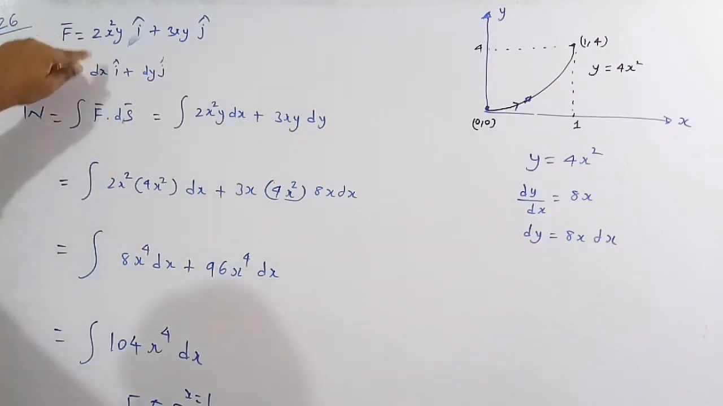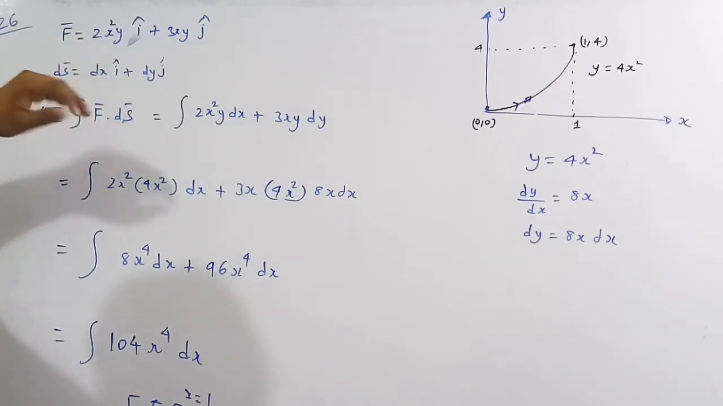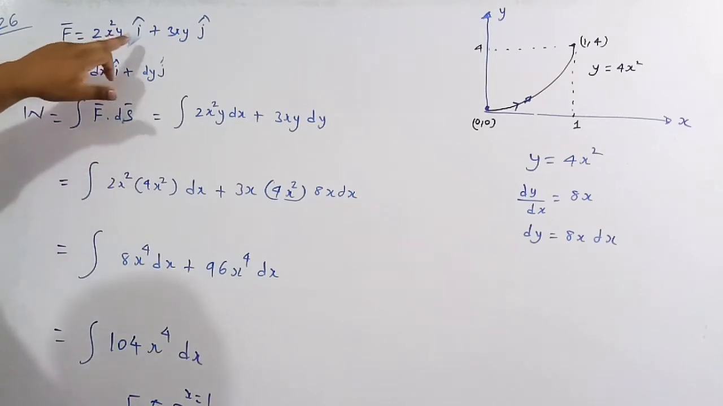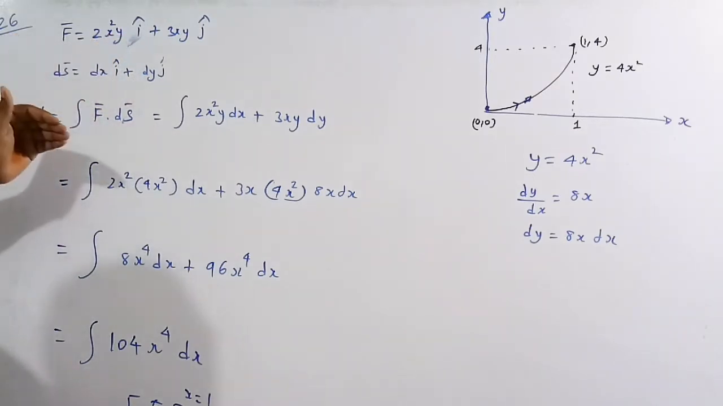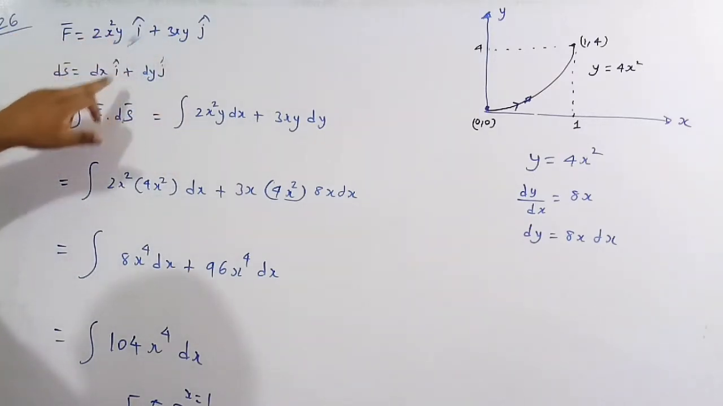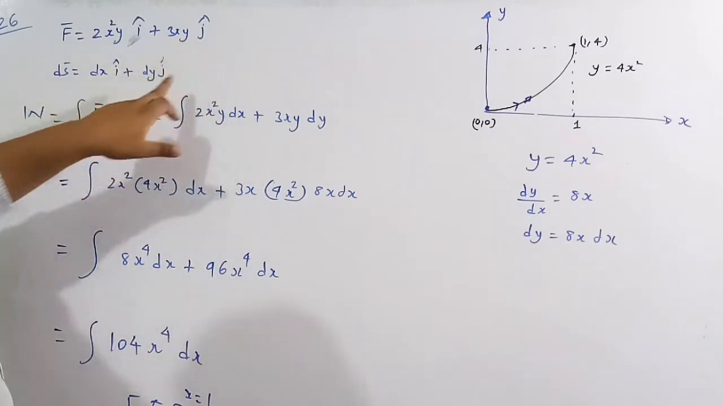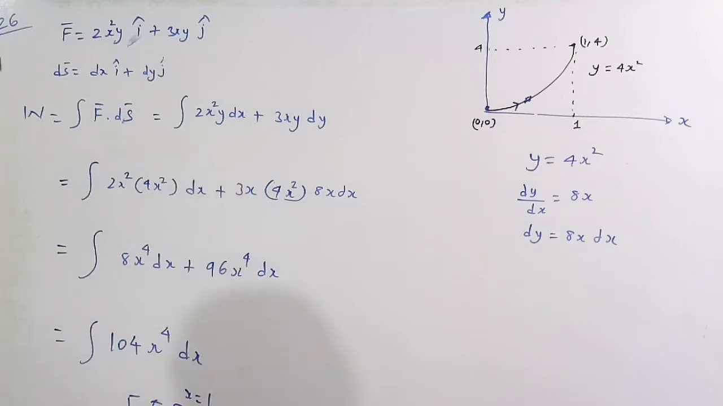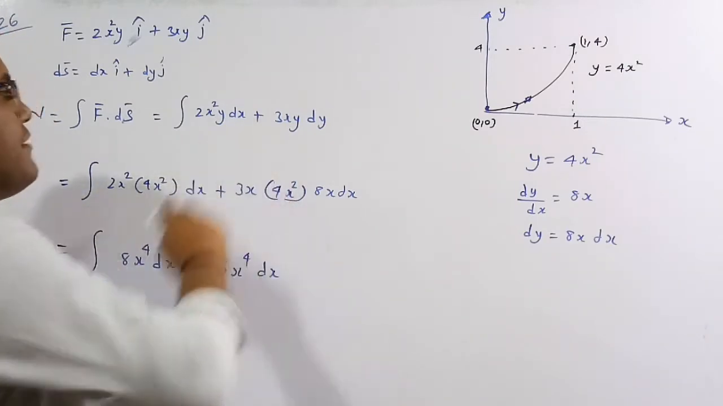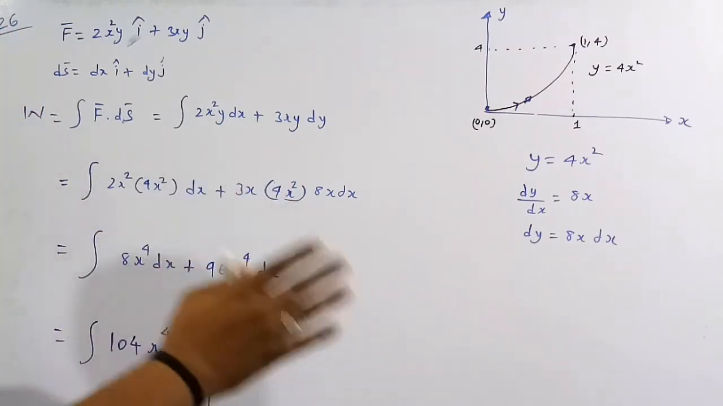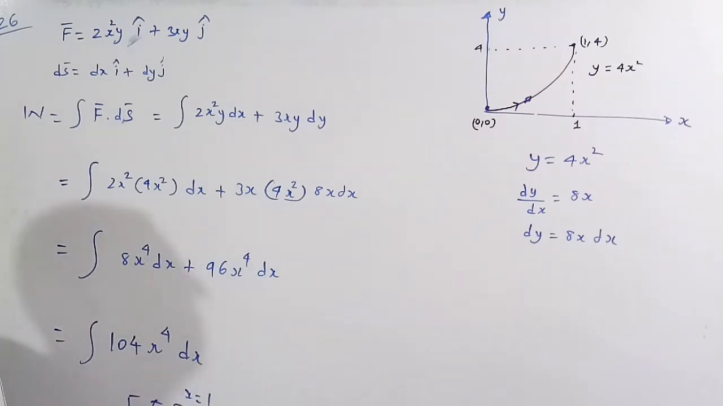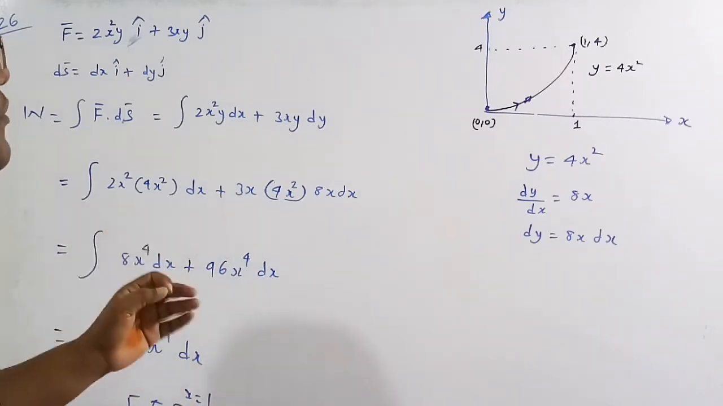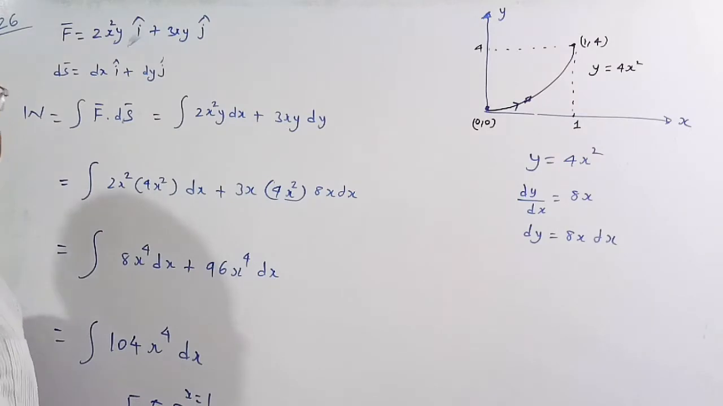So here now you have to go for the dot product of these two things. By using the dot product principle, only i cap with i cap and j cap with j cap are going to get multiplied. So therefore 2x²y dx plus 3xy dy. By using the dot product we are going to get this expression. Now this expression has x variable and y variable. So I want to convert this into only one variable, whether y or x. I am going to prefer to convert all this in terms of x variable.